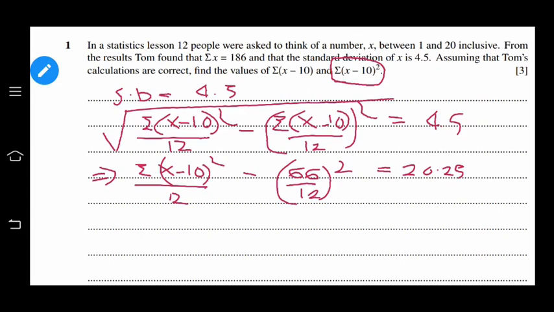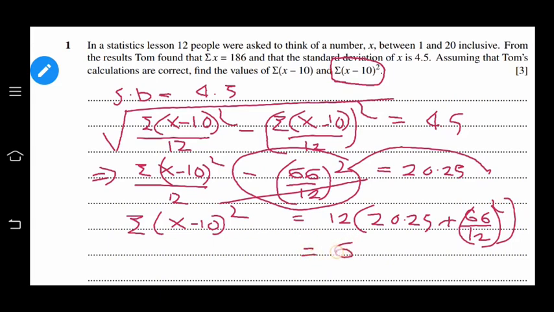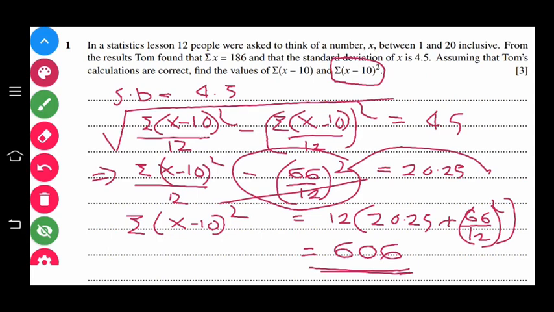So that sigma (x minus 10) the whole squared is equal to, taking this term to the right side, then cross multiplying by 12, we get 12 into (20.25 plus (66 by 12) the whole square), which is equal to 606 as the answer.